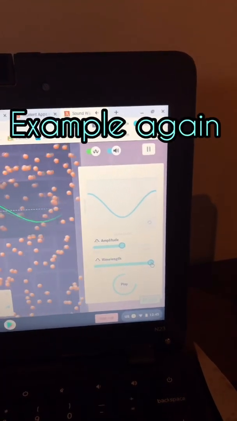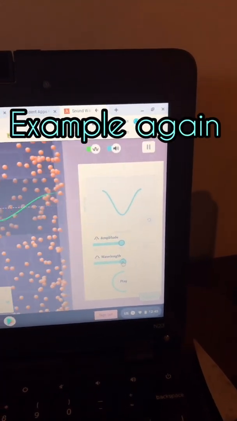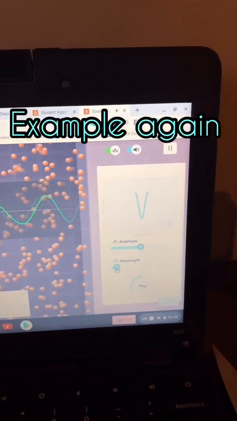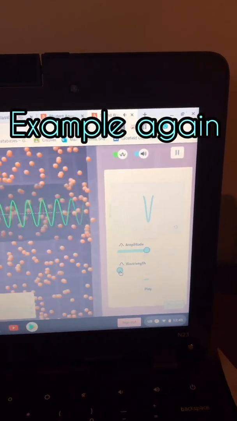Longer wavelength, lower pitch. Shorter wavelength, higher pitch.